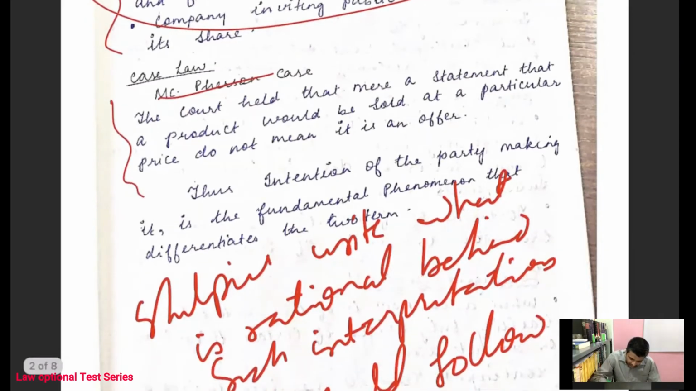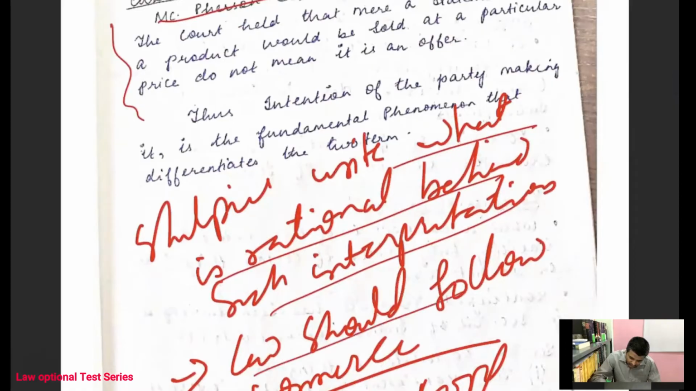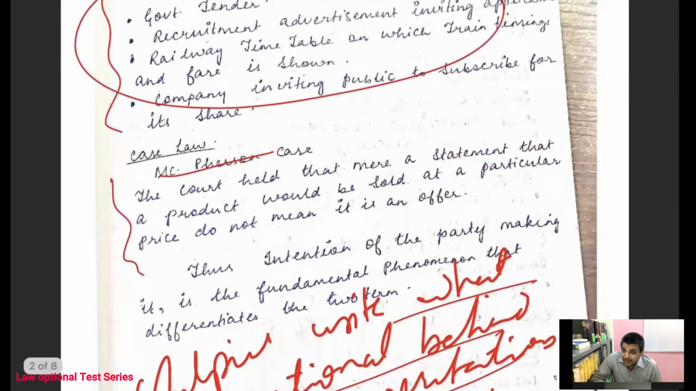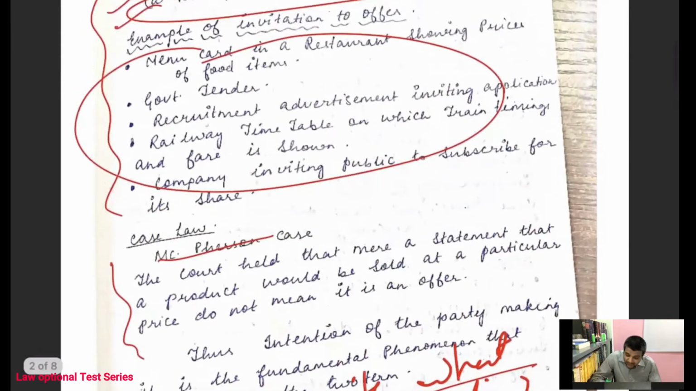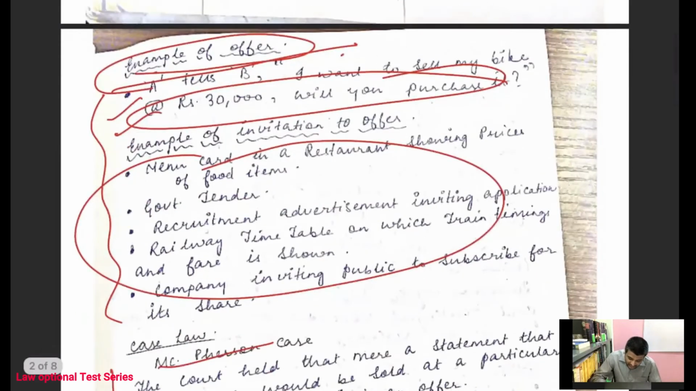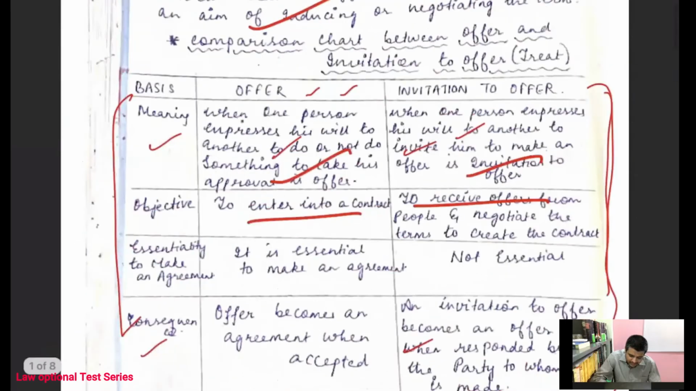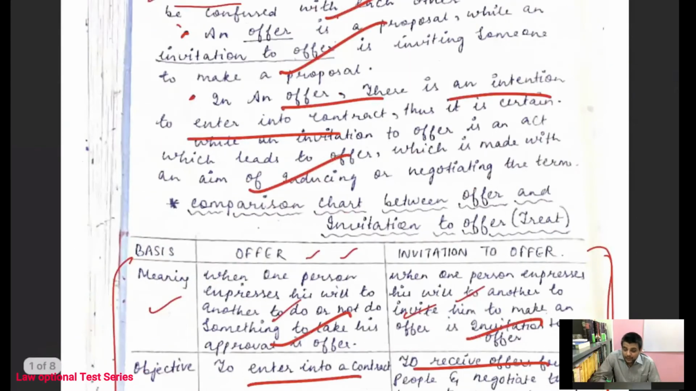So I have written the comment also: what is the rationale behind such interpretation? Law should follow commerce. Rest is good. Understand that particular point. If I have to give marks or comments, I will write the comment: improve structure. Presentation is okay, probably everything is done well, but the structuring is a little bit bad. Getting my point? Similarly, let us see another copy.